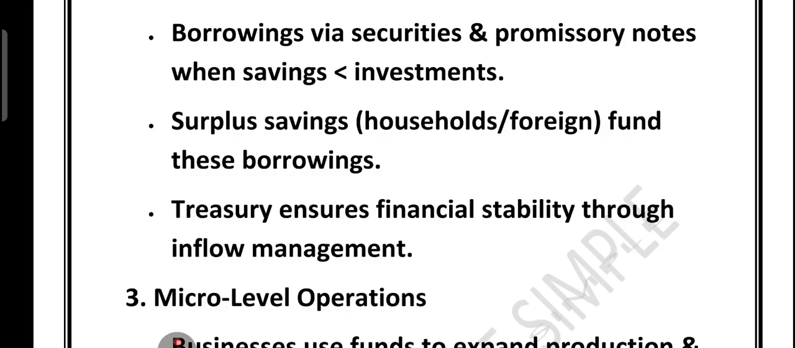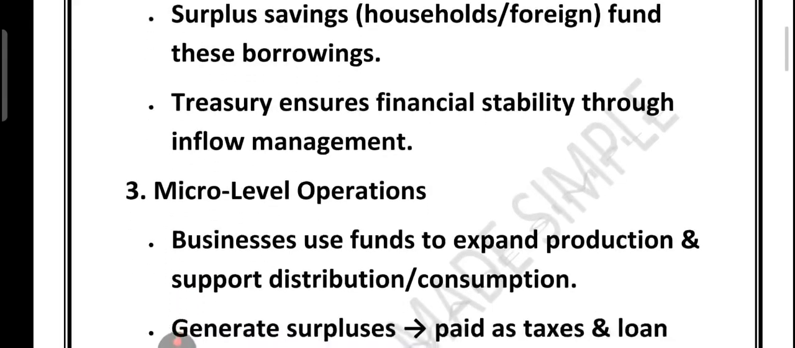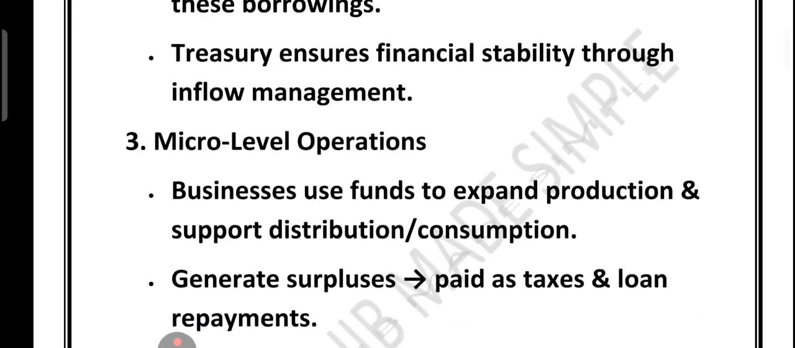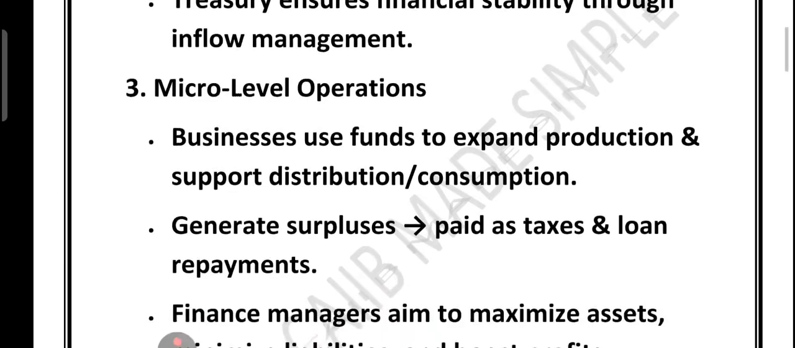Two things can happen: either saving can be less than investment. When saving is less than the investment, government or big corporate raise money by issuing security. On the other hand, when there is surplus saving, like from household or foreign investor, the money is used to fund this borrowing. In short, we can say treasury ensures that there is a proper balance and financial stability by managing this inflow and outflow effectively, right? This is called inflow and outflow management.